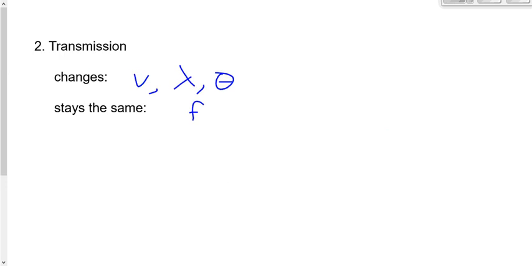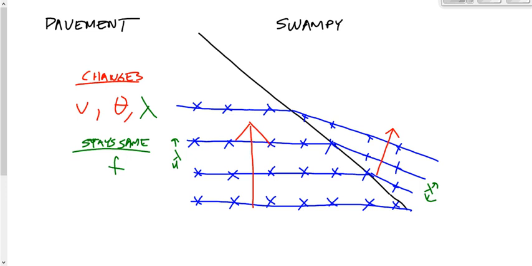So, the part of the wave that gets transmitted, V, lambda, and theta change. The part of the wave that gets transmitted, what doesn't change? The frequency doesn't change. Does that make sense? Yeah. Question?